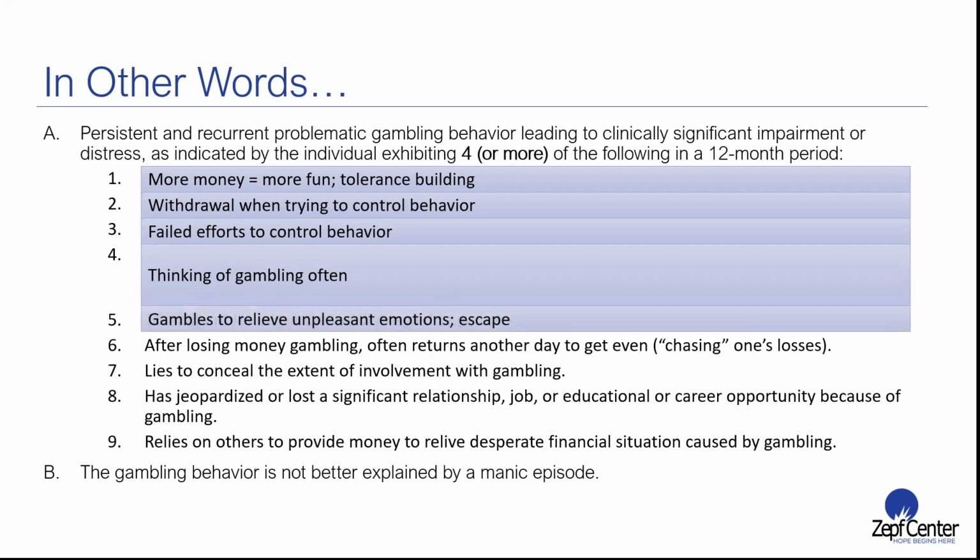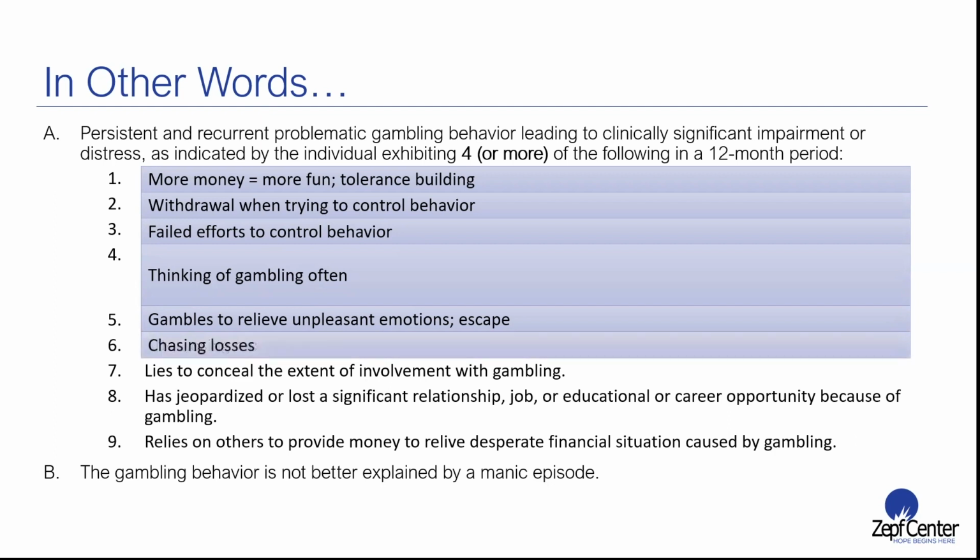Number 5, gambling to relieve unpleasant emotions. This looks like the coping strategy of wanting to try and feel better. Gambling makes me feel better. It helps me not think about my stressors for a little while. I'm no longer using it as a form of entertainment. I'm using it as a way to cope with life stressors.